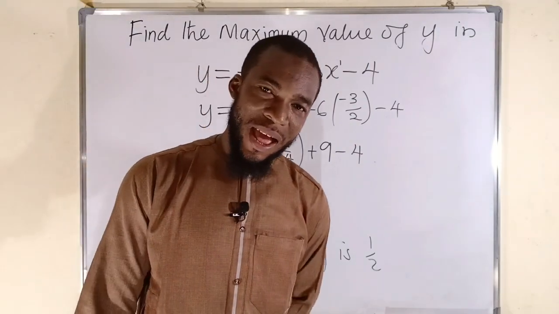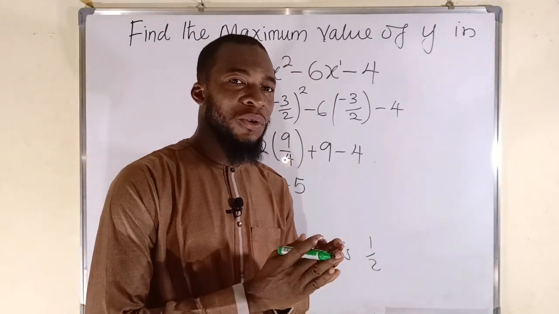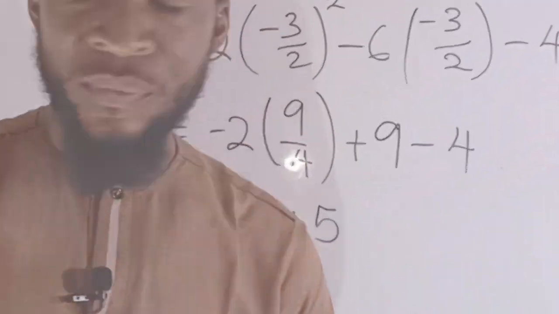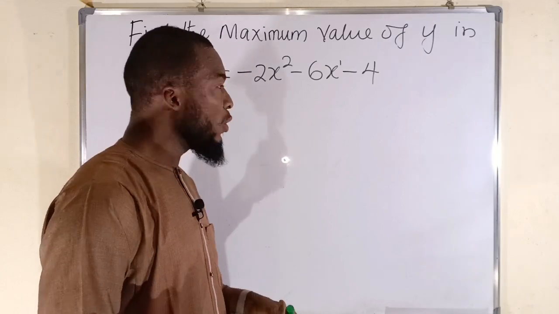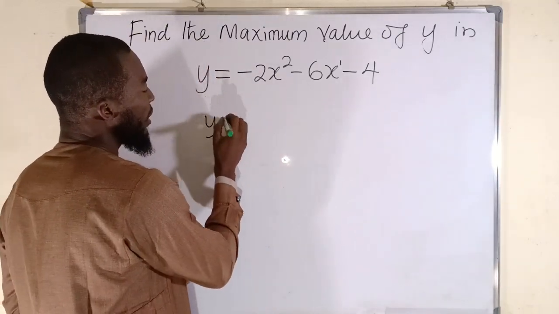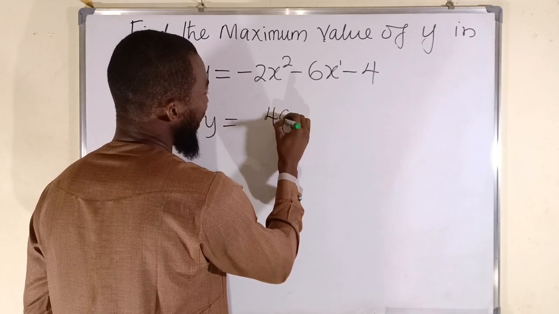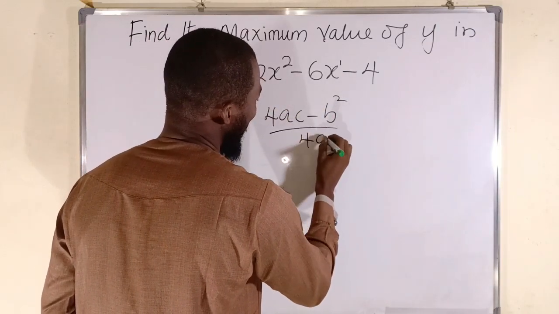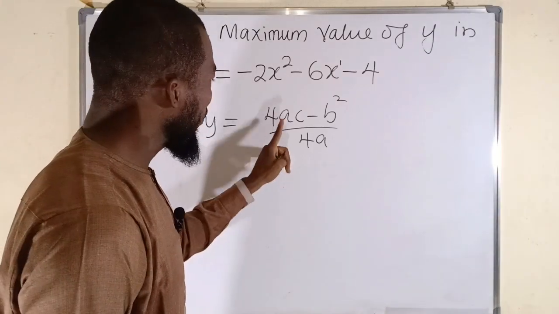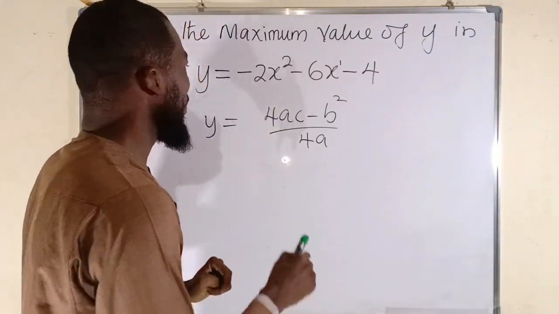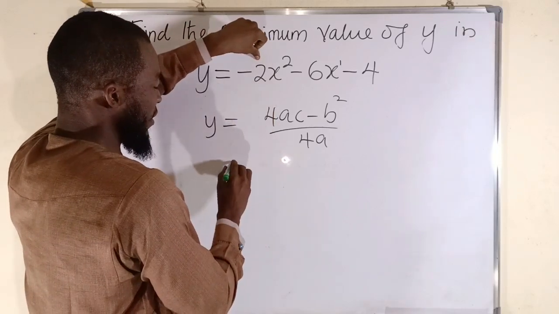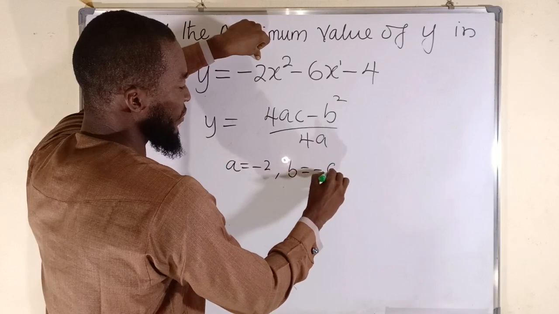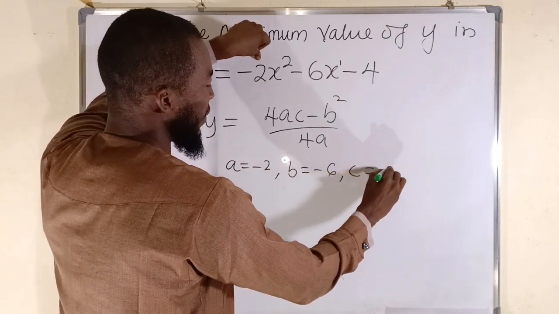And we're going to take the last one. And the last one, we have a general formula to find this y directly. Whether it is minimum or maximum, always use this formula. Y equal to what? 4ac minus b squared divided by 4a. As simple as that. But what is a, what is c, what is b? A is the leading coefficient, negative 2. B is the coefficient of x, negative 6. And c is the constant, negative 4.